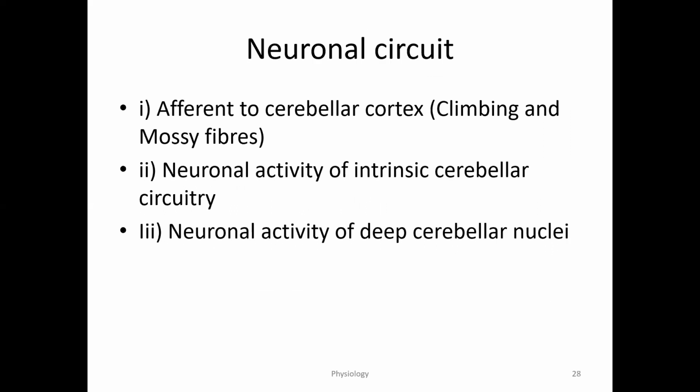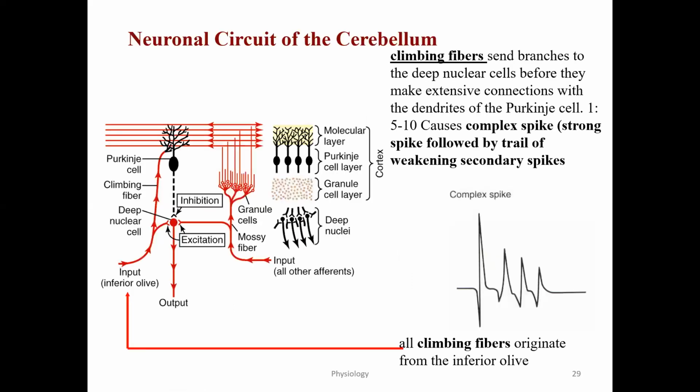So, neuronal circuit. Under this heading, we have seen the afferents toward the cerebellar cortex from the climbing fiber and the mossy fiber. Neuronal activity takes place because of the release of some neurotransmitter, either excitatory or inhibitory. Because of that, excitatory and inhibitory actions take place at the deep cerebellar nuclei, mainly excitation followed by inhibition. This is about the climbing fiber.